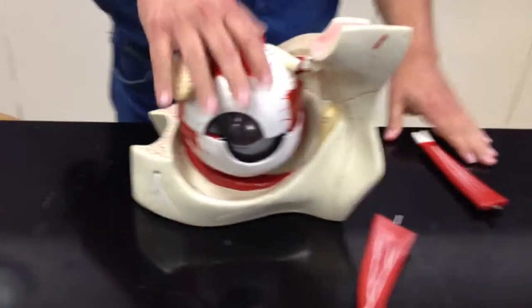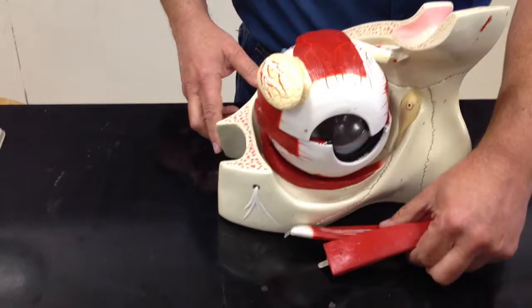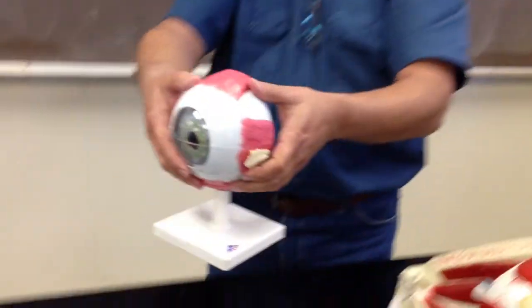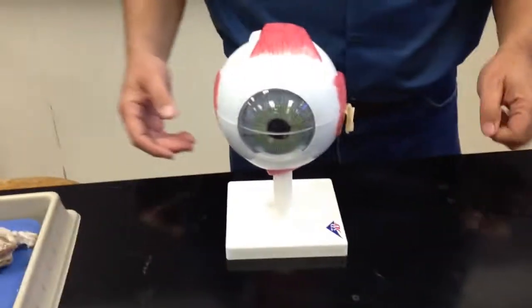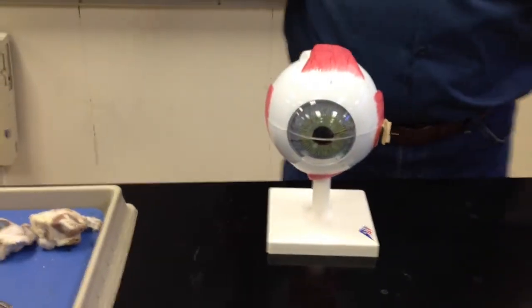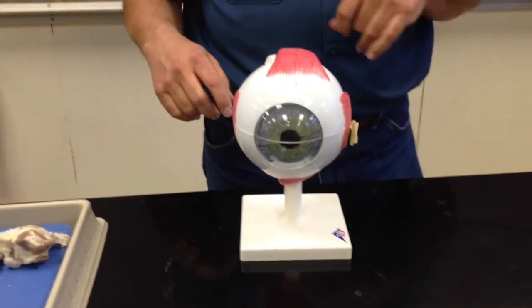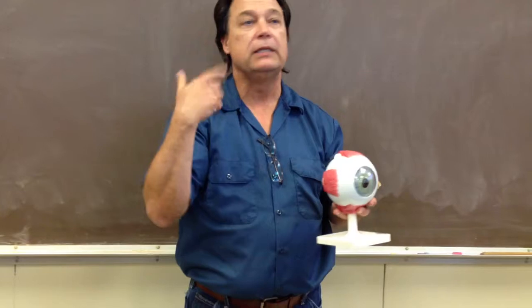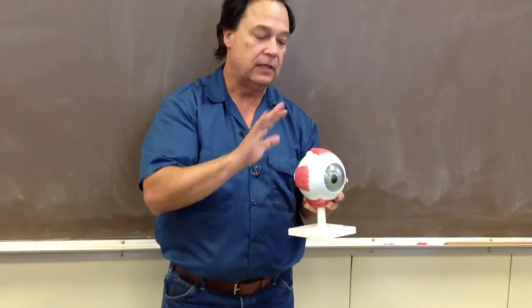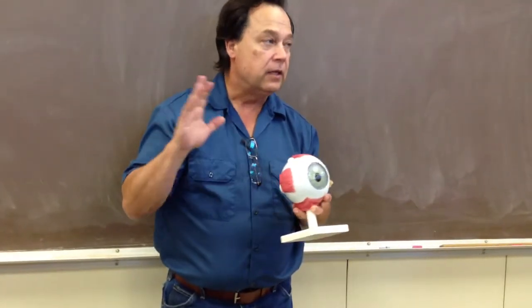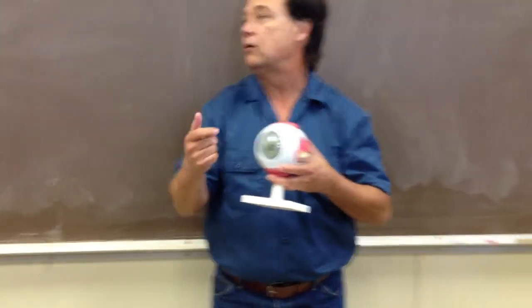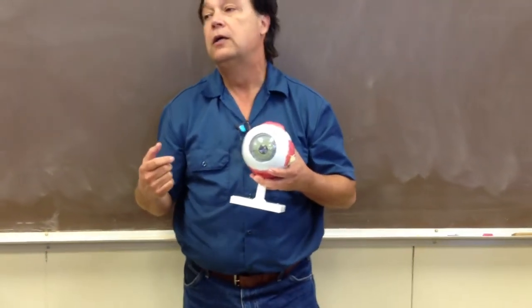Then the eye itself, and this model is sort of messed up, so we'll go to the other one. There are 3 layers to the eye. The outer layer is the fibrous layer. This white sclera, which of course you can see on everybody's eyes, is outer connective tissue. That's the fibrous layer. The other portion of the fibrous layer is the cornea, the transparent window that you're looking through.